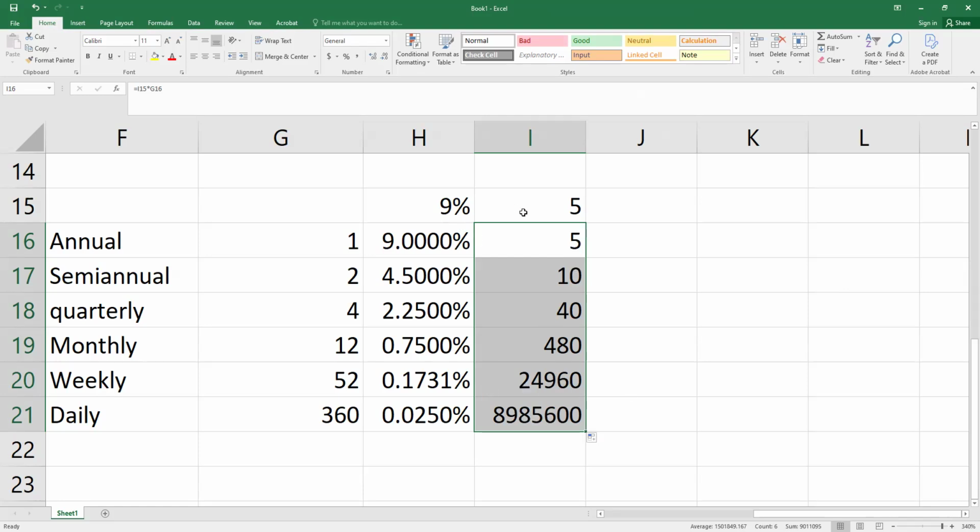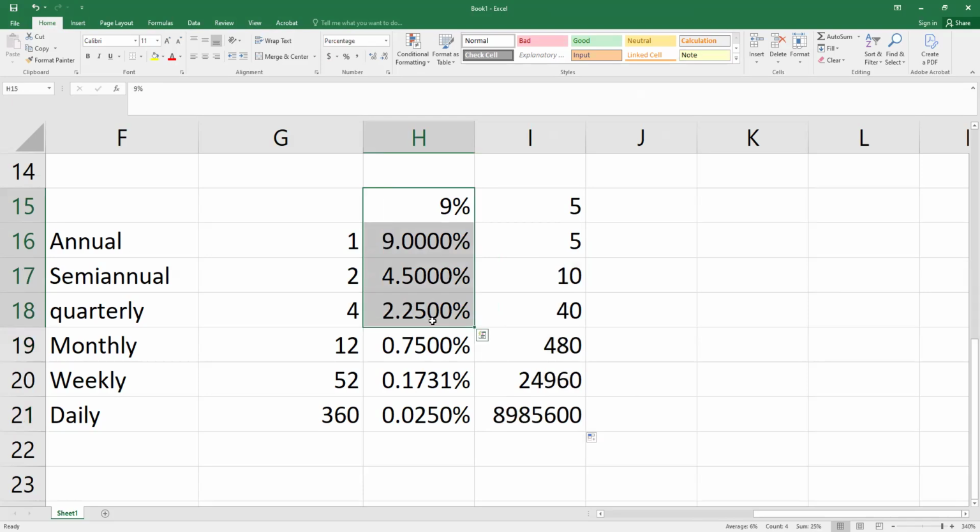Basically, what you should understand here is that the interest rate is divided by the number of periods, and the years are multiplied by the frequency of the periods. So here we multiply, here we divide.